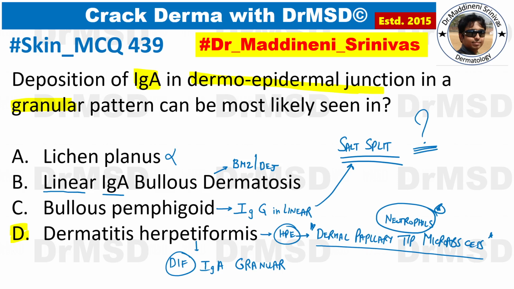Otherwise, in bullous pemphigoid and this other vesiculobullous disorder, all the other features are going to be almost the same, including the biopsy finding and also DIF finding. So please do put your answer in the comment section.